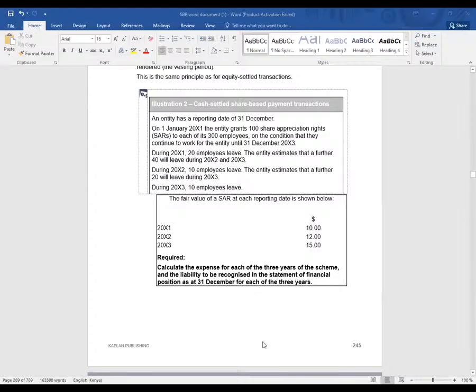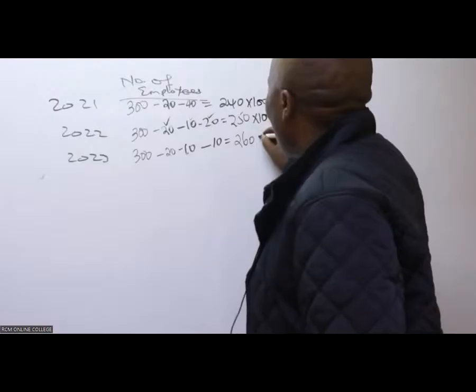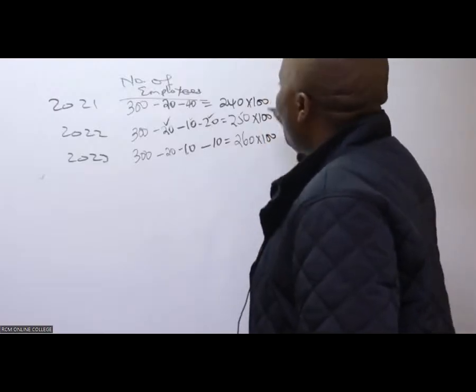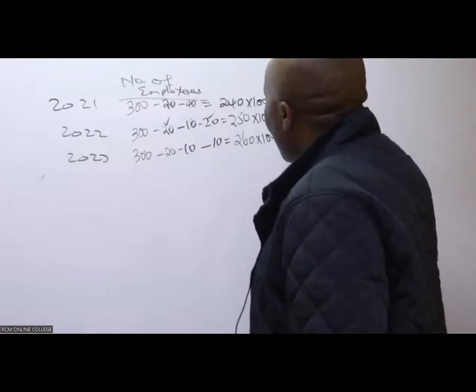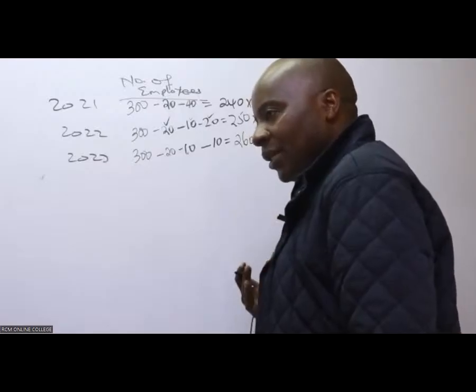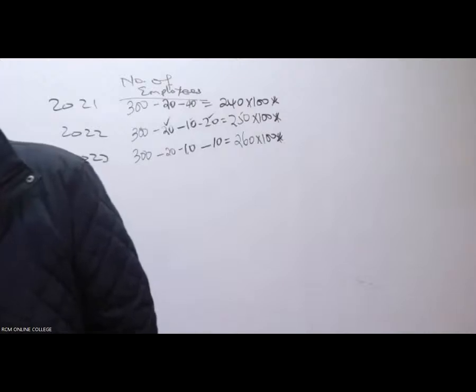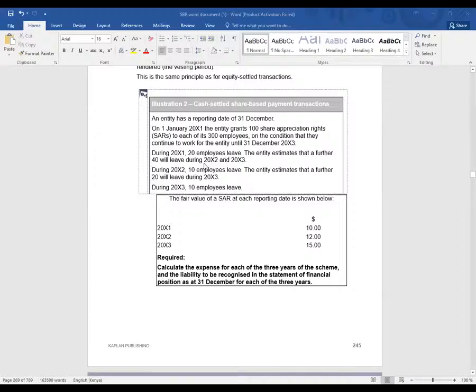Ladies and gentlemen, how many share appreciation rights have we promised these guys? We have promised them 100 each. Do we know their prices? Remember, the price for each will fluctuate because this is cash-based. Do we know their price at the end of each year? They have been given to us here, the fair value at the reporting date of each year: 10, 12, and 15.